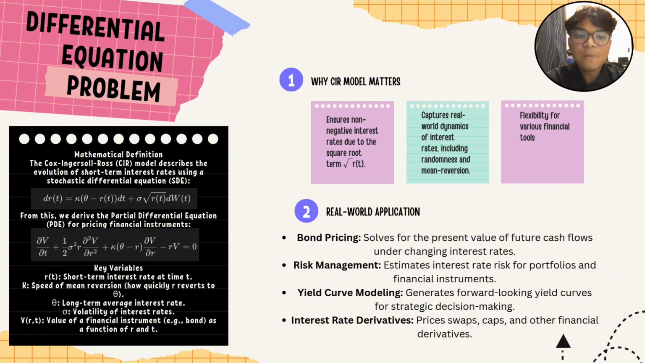The CIR model is powerful because it combines mathematical rigor with real-world applicability. It not only models the randomness of the interest rate, but also their tendency to revert to a stable average.